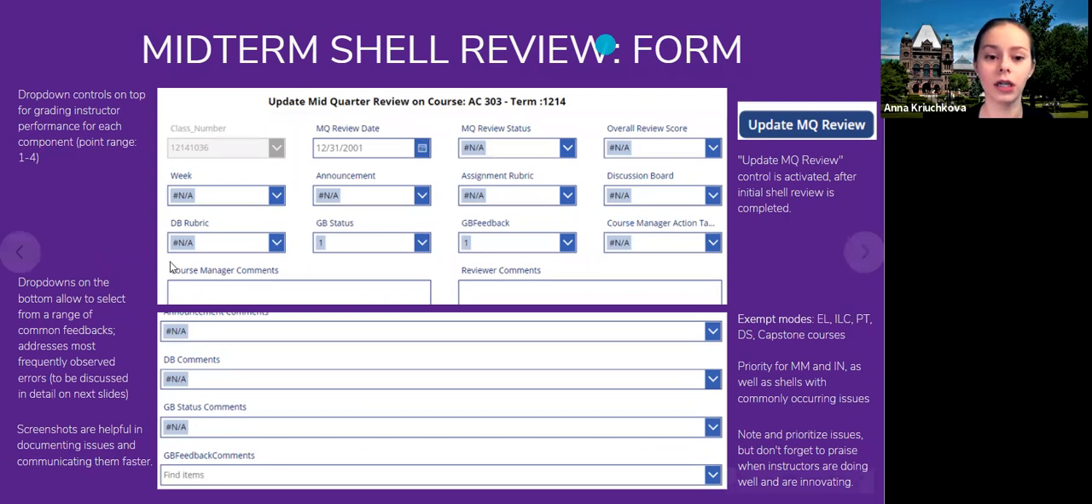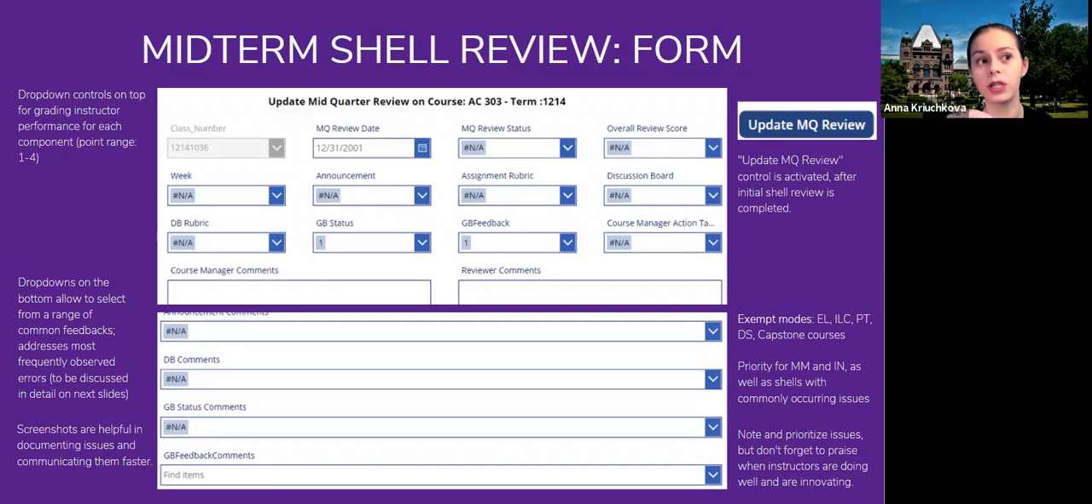Just to let you know, the way it is set up in the system, you can't start completing the mid-quarter shell review before you do the initial shell review. It's completed in steps. The initial shell review needs to be initiated for the course shell in order for the update button to be enabled for the mid-quarter shell review.